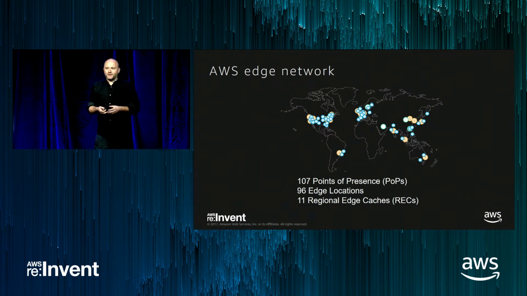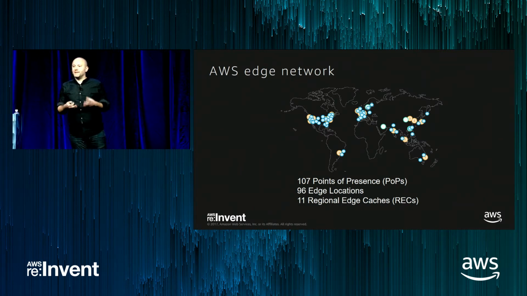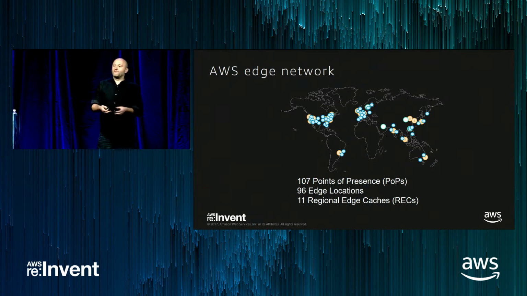Now, the edge locations are small. You could think of those as smaller instances of infrastructure for AWS. These are close to the user. They're connected to users' ISPs, network connections, to be as close to the users as possible. The regional edge caches are actually located in the AWS regions, and these provide extra features which I'll talk about later.